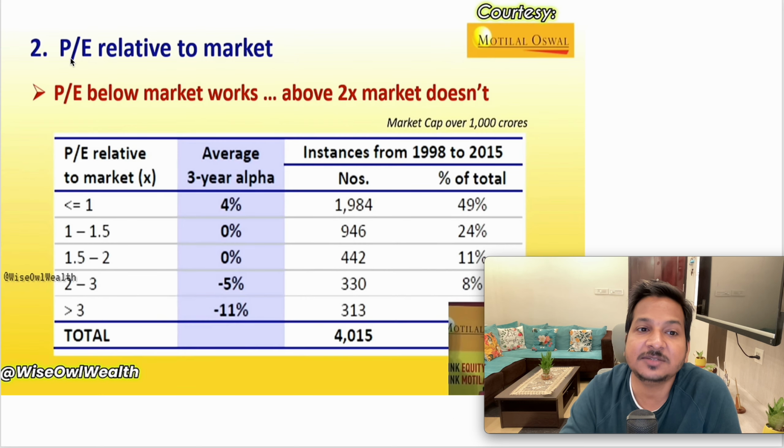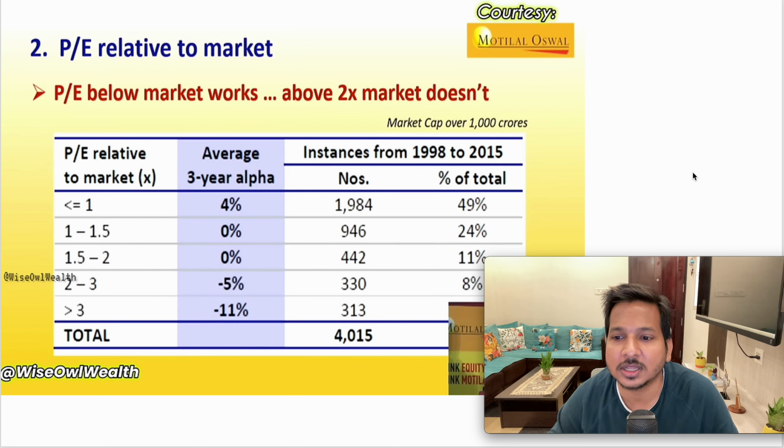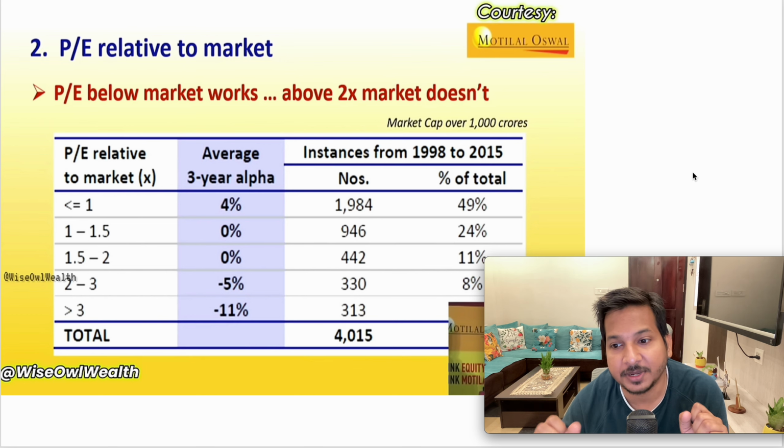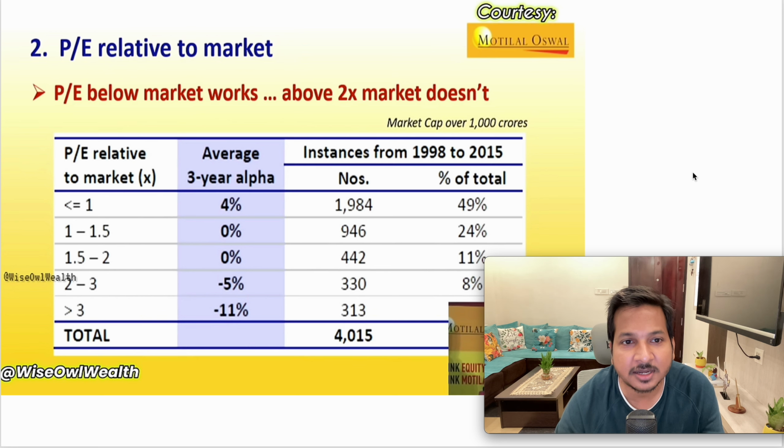Now next is PE relative to market. What is PE relative to market? Market has its own PE ratio. You can go and search in Google what is the PE ratio of Nifty. You will get around 21 or 20, that value you will get. So that is the market PE. So suppose some stock you are getting now which is below that market PE, 20, 21 PE, that is cheap. In simple terms, that is cheap.